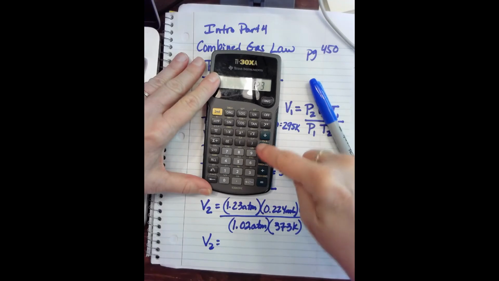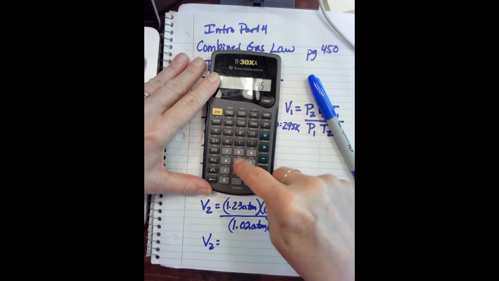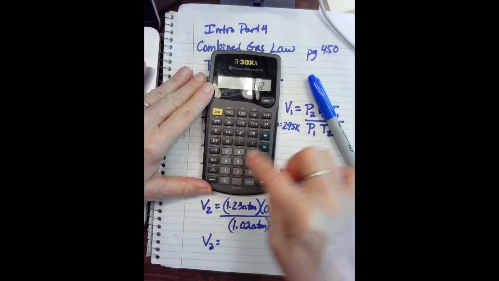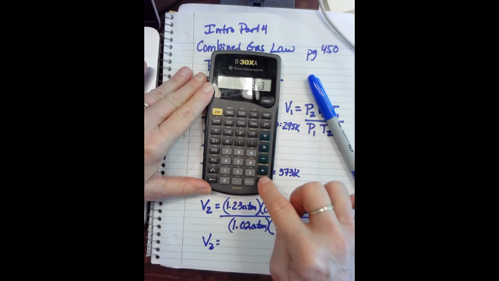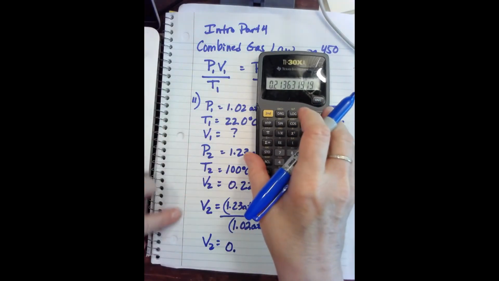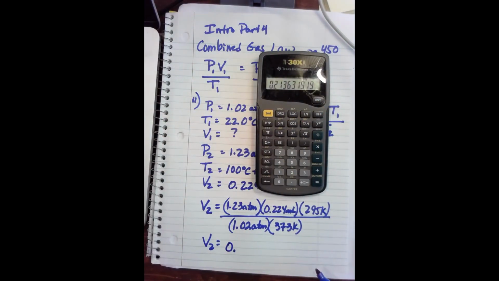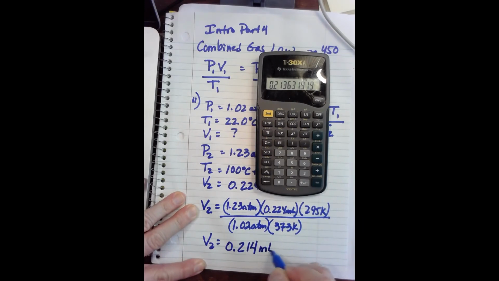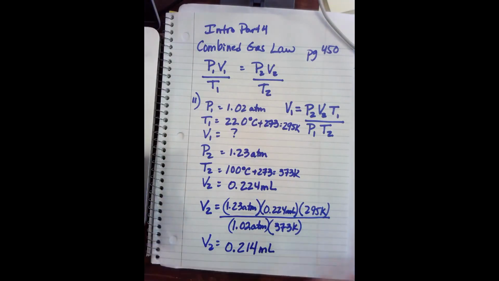1.23 times 0.224 times 295 equals, don't care, not going to write it down, divided by 1.02 divided by 373 equals. Now I have 0. And I'm going to look back, I can have 3 sig figs, right? 0.214 milliliters. Okay? You can check it out.